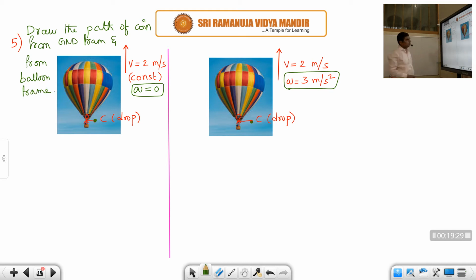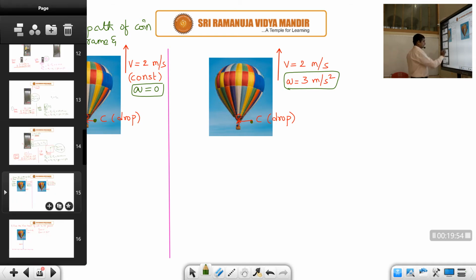Okay, students, in the first one acceleration is 0, in the second one acceleration is 3 meters per second square. That is the only difference. Now we have to draw the path of the coin from ground frame as well as from balloon frame. So the first step, students? Always we should first write down the values from the ground frame. That is the first and foremost step. Okay, so I'll take a new slide here.